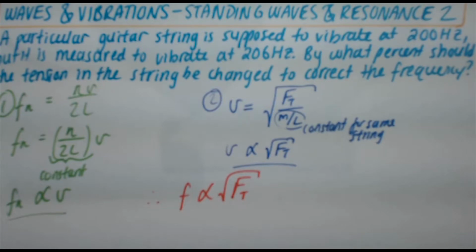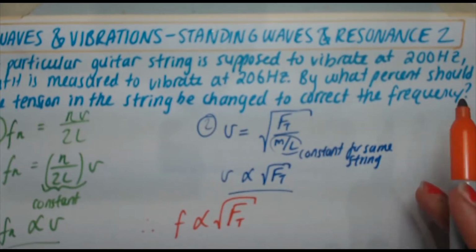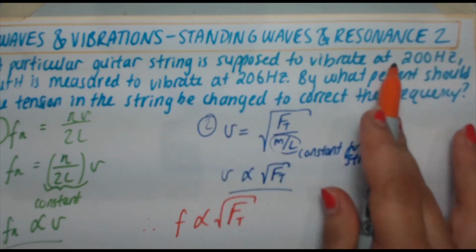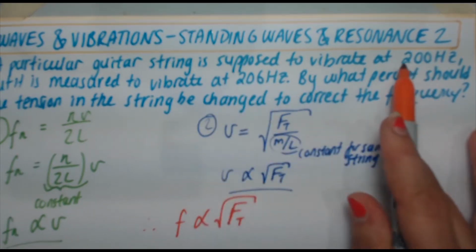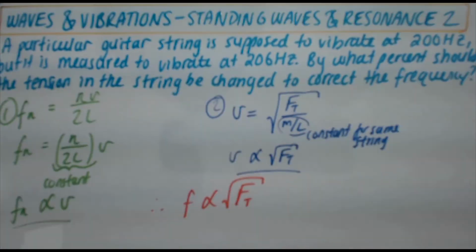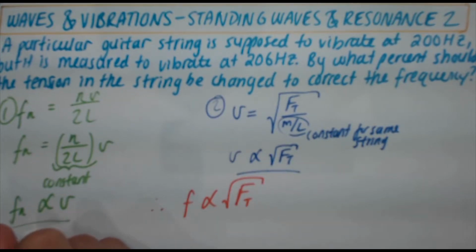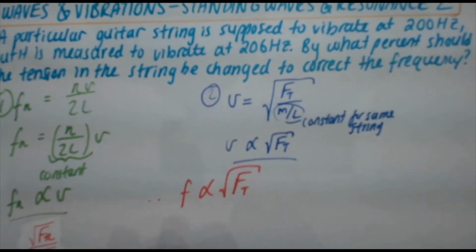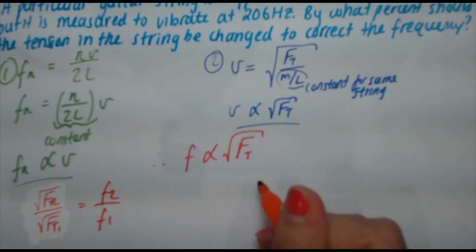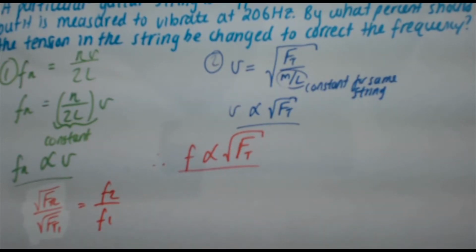Okay, so here's the thing. We know that right now we're vibrating at 200 Hertz. We need to be at, we're at 206. We need to be at 200 Hertz. So what we're going to be doing here is a ratio: the frequency that I'm at now versus where I need to be. So I'm going to do the square root of Ft2 over the square root of Ft1, and that's going to be proportional to f2 over f1 via this relationship.